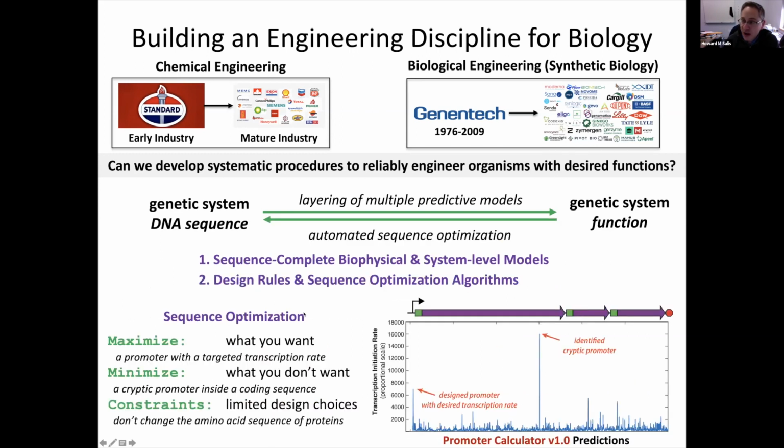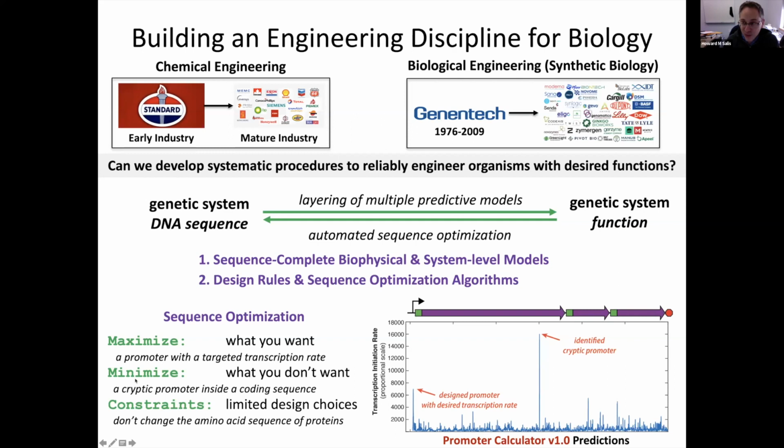Okay, so after you have this ability to make predictions about what your system is going to do before you construct it, you then have the ability to invert the model and then to ask the question, okay, what is the optimal DNA sequence that will give me what I want, that will actually solve the problem and carry out the specific objective. And this is sequence optimization. So you would like to maximize criteria that you want. So for example, if you want a promoter with a targeted transcription rate, then of course you can design a promoter sequence to give you that transcription rate.